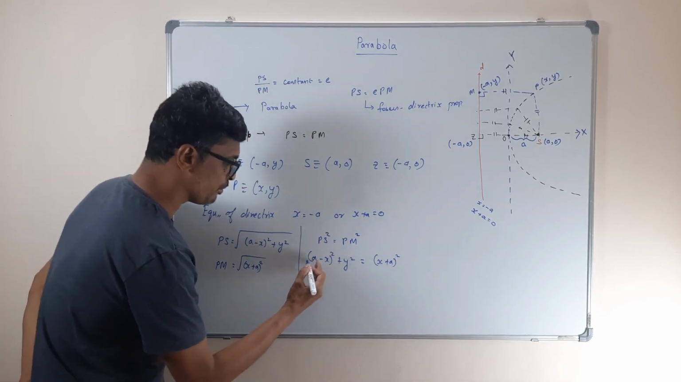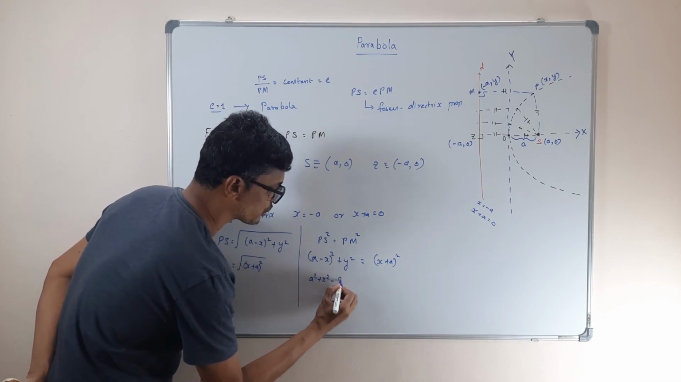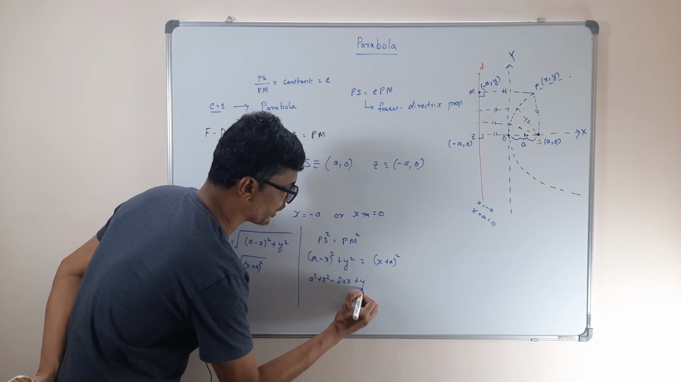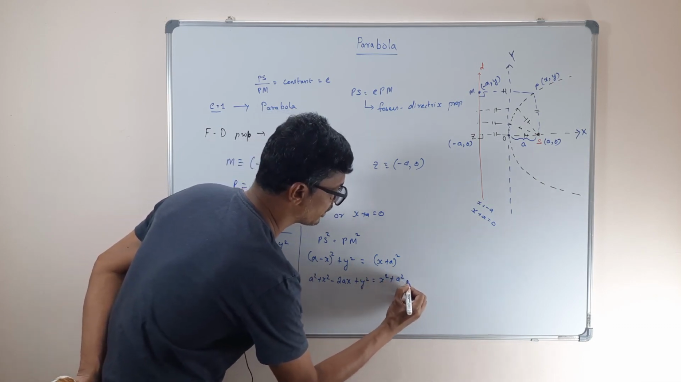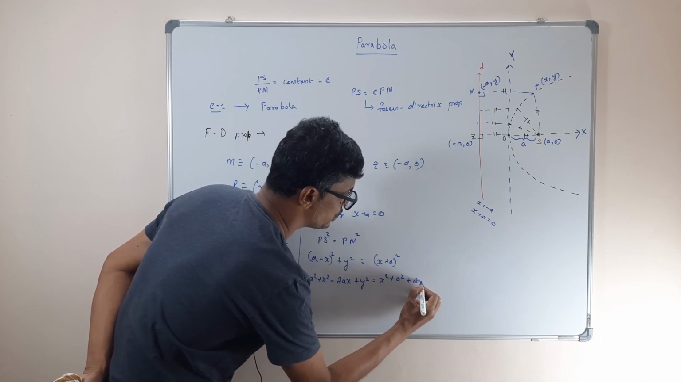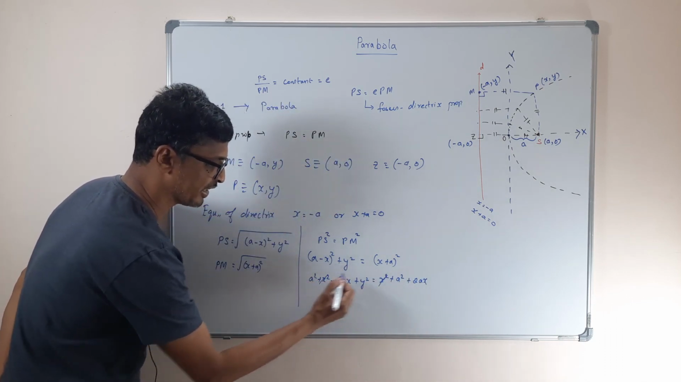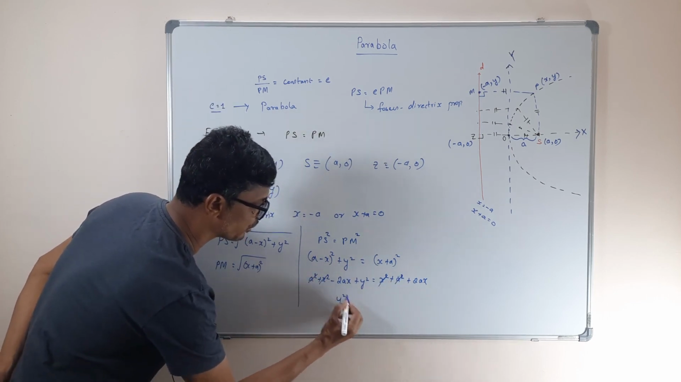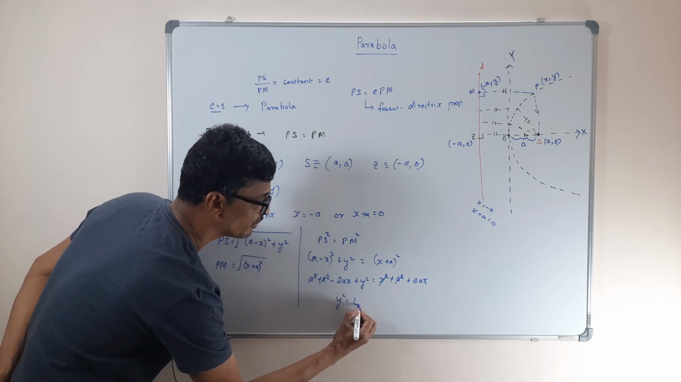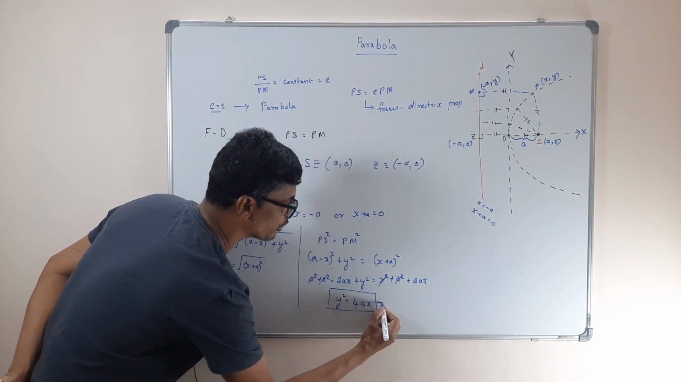Let us open up. A minus X whole square is A square plus X square minus 2AX, plus Y square, equal to X square plus A square plus 2AX. Now X square cancels, and A square cancels. So what you get is Y square equal to 4AX. And that is the equation of your parabola.